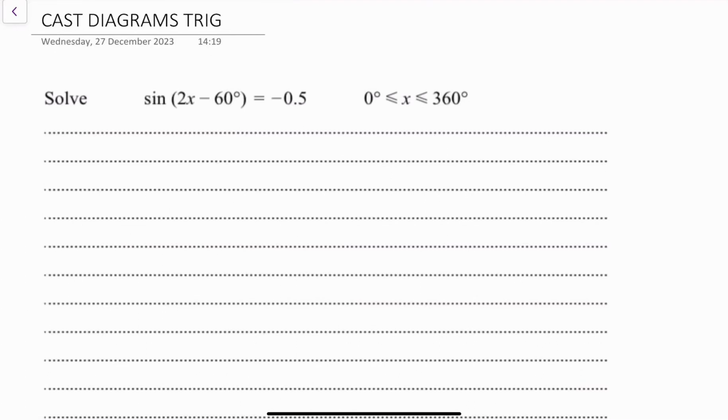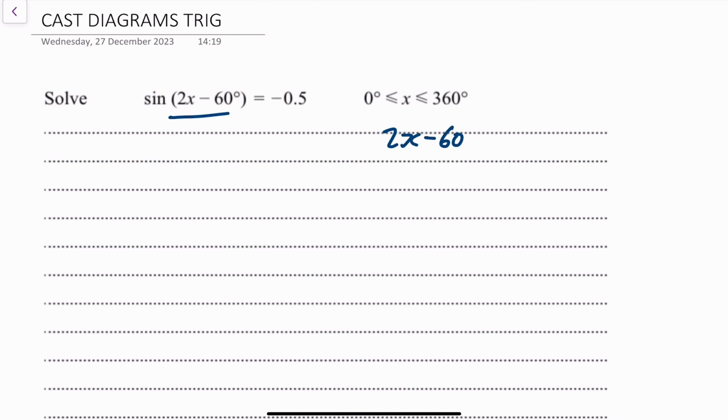Okay, this is a CAST diagram trig question. It says solve sine of 2x minus 60 is equal to minus 0.5, and the range is from 0 to 360 degrees. Now the first thing I would do is change the range. So I'm going to rewrite, the x becomes 2x minus 60.